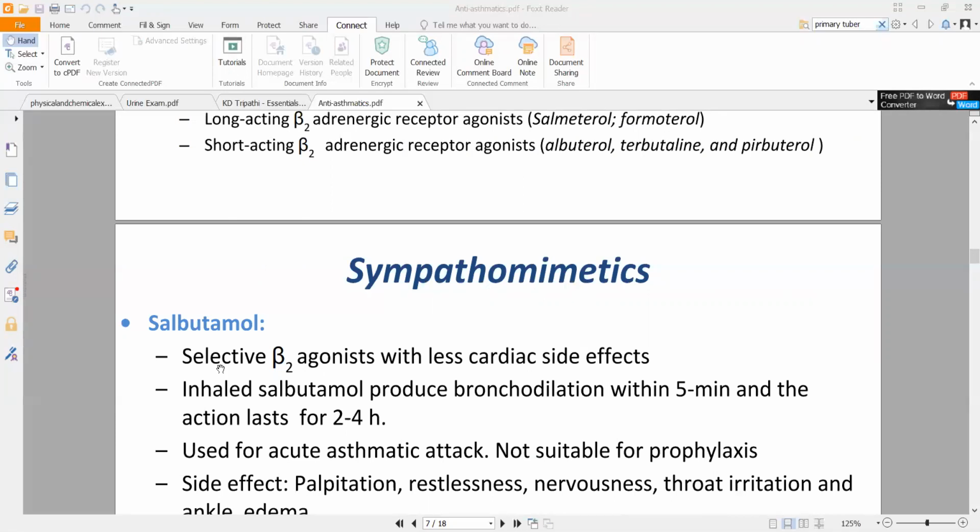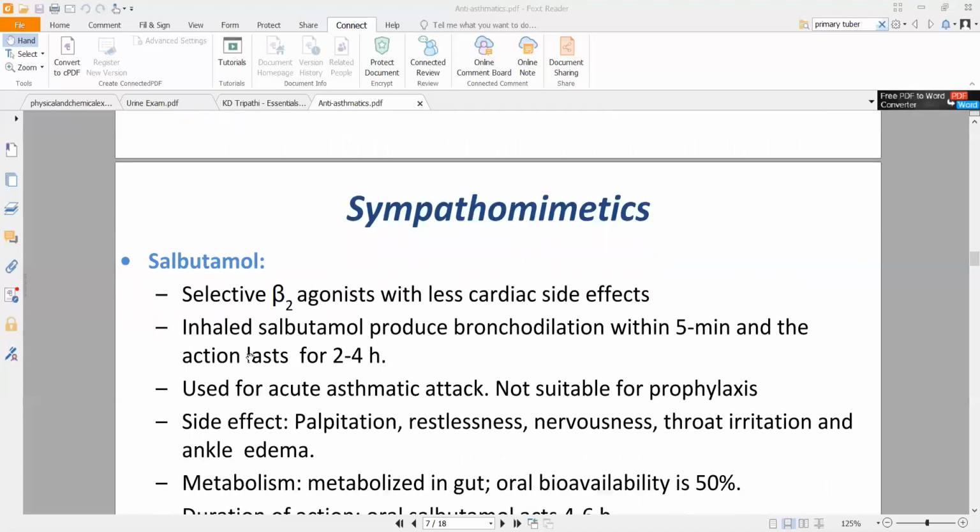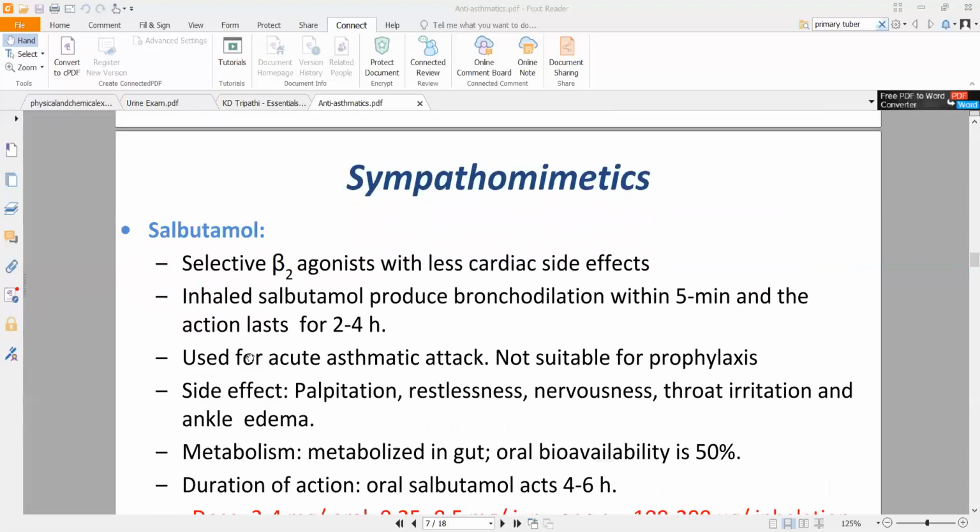So this fellow is, as the name suggests, a selective beta 2 agonist with fewer cardiac effects. Meaning it is relatively selective, it does have a few cardiac side effects, but not very profound. Okay, once you inhale salbutamol, it will last for 2 to 4 hours, meaning you will not have another asthmatic attack for at least 2 to 4 hours, unless it is status asthmaticus. I told you status asthmaticus is a condition in which the asthma attack is not abating or decreasing even upon giving drugs. You have to take them to a hospital.